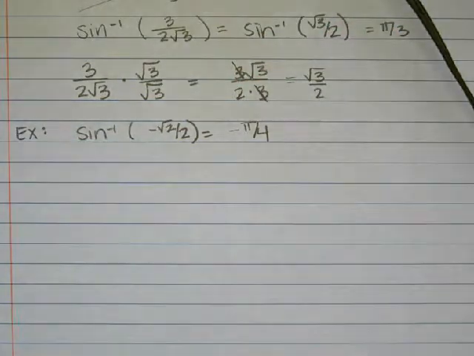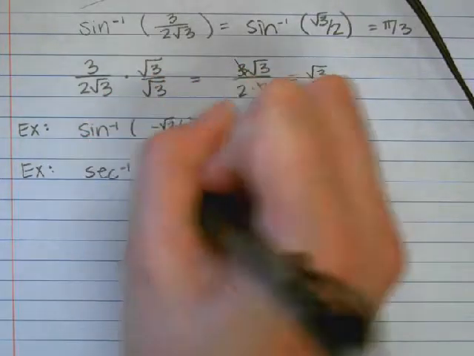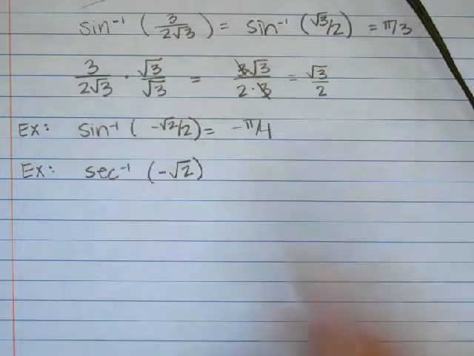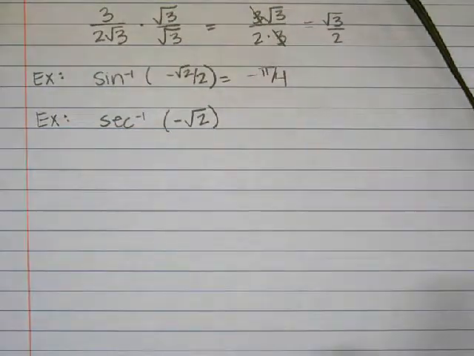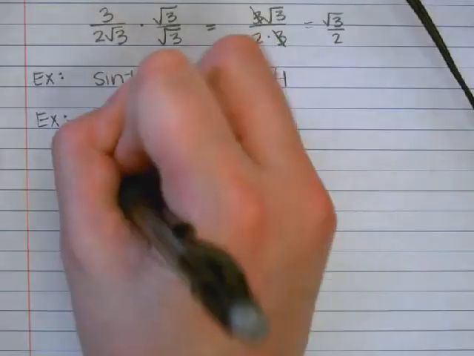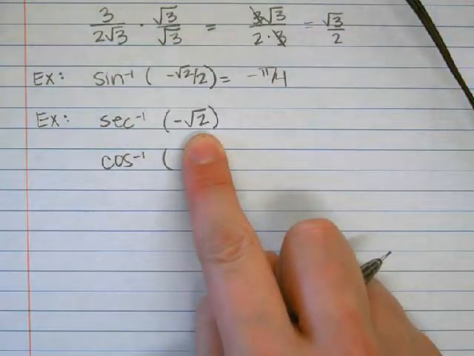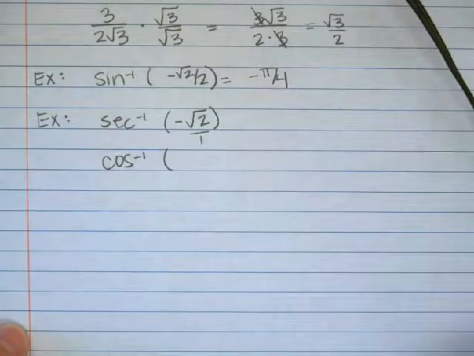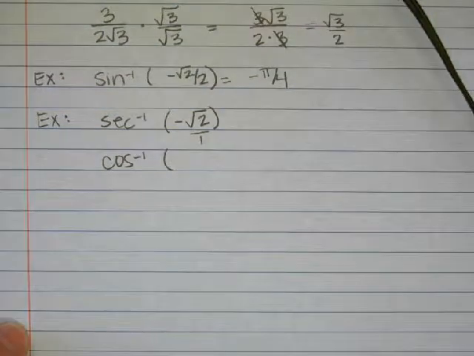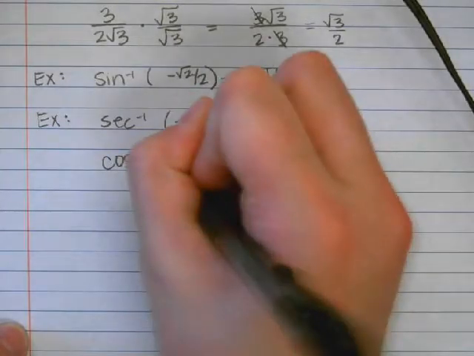All right. Let's go ahead and try secant inverse of negative square root 2. So again, this is 1. Secant is not what I can see on the unit circle, and so I want to go ahead and fix this. Instead of thinking of secant inverse, I'm going to think of cos inverse, and I'm going to take this and write it as a fraction, so that now that I'm thinking of it as cos, I can flip that fraction. So I have 1 over the square root of 2, and this whole fraction is negative.